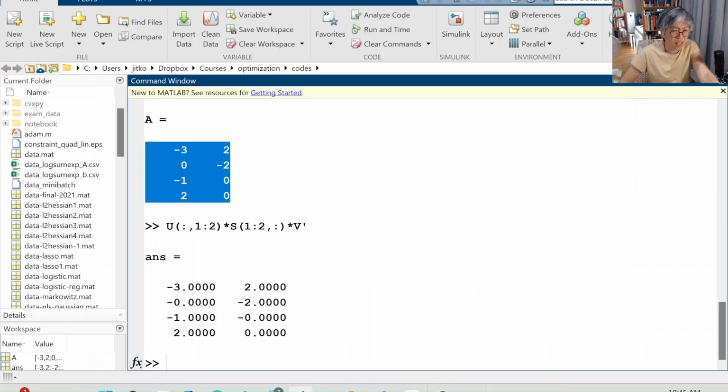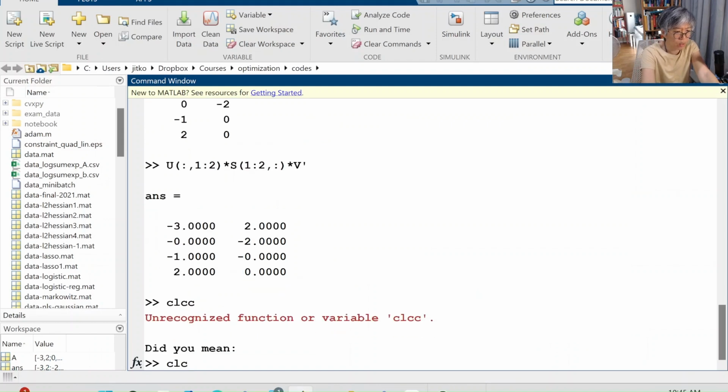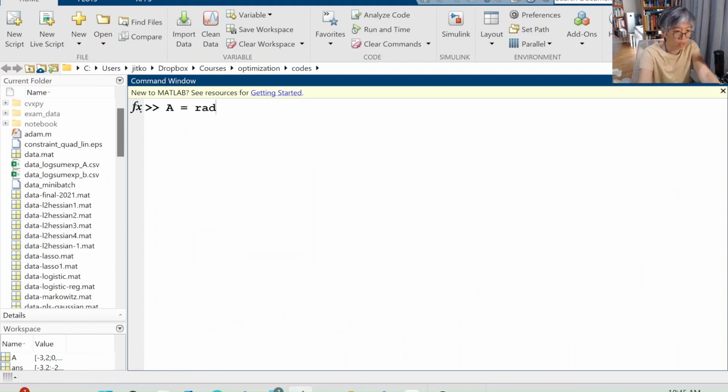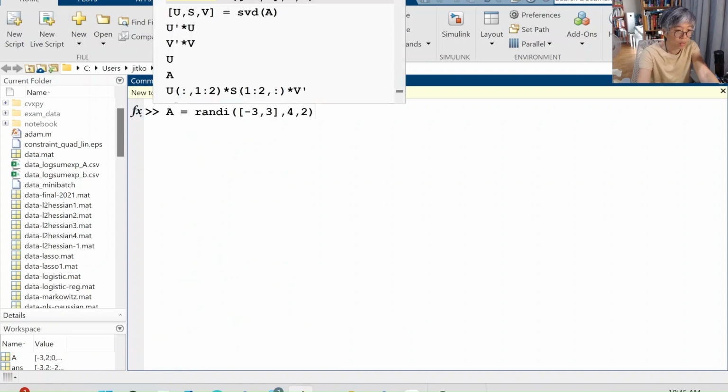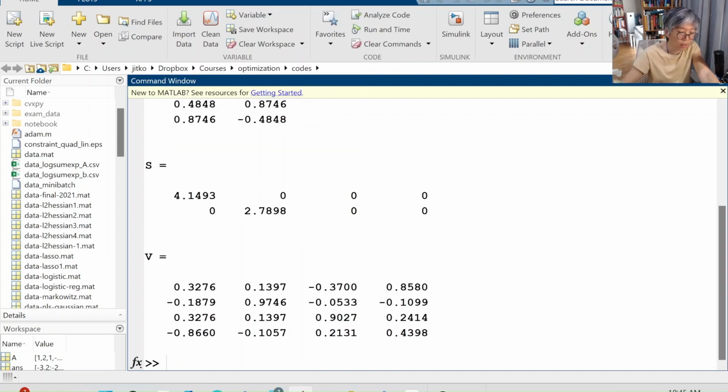Okay, now let's try the fat case. A is 2 by 4, all right? So I'm going to do the same. I'm going to call SVD, all right?